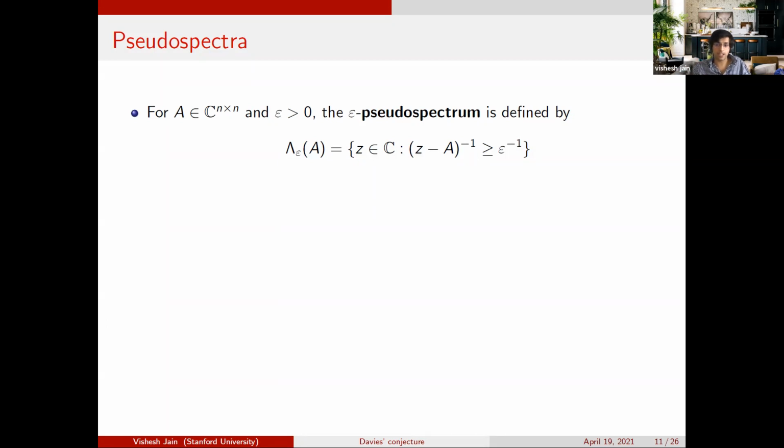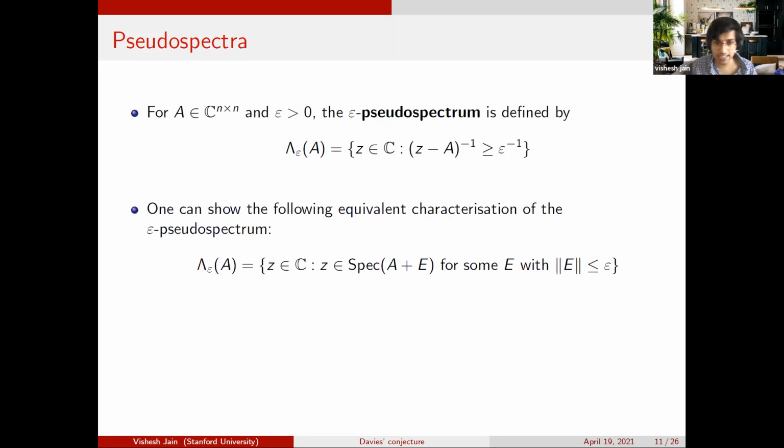So these are the points where Z minus A is not invertible, and what the pseudo spectra are doing is a smoothed version of that, where instead of looking at the poles, you're looking at large level sets, right? So you're saying, I'm not looking at eigenvalues per se, but I want to know what the points are where the resolvent is large, right? So this is what the pseudo spectrum is, and I'll show you a picture in a minute.